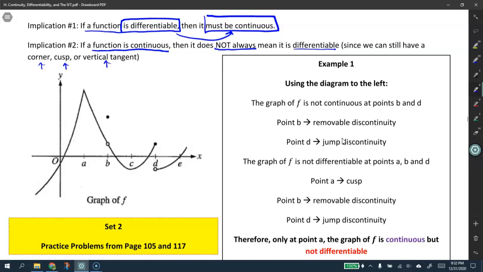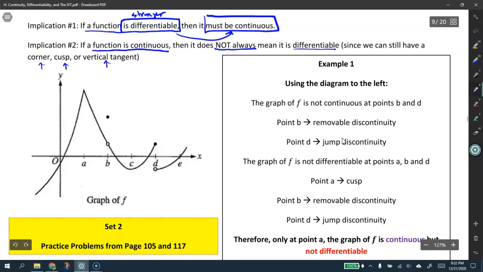Okay, so implication one: you hear differentiable. Differentiable is a stronger word. It automatically implies that something is continuous. But if you hear something is continuous, it doesn't necessarily imply that it's differentiable. You need to have further information.